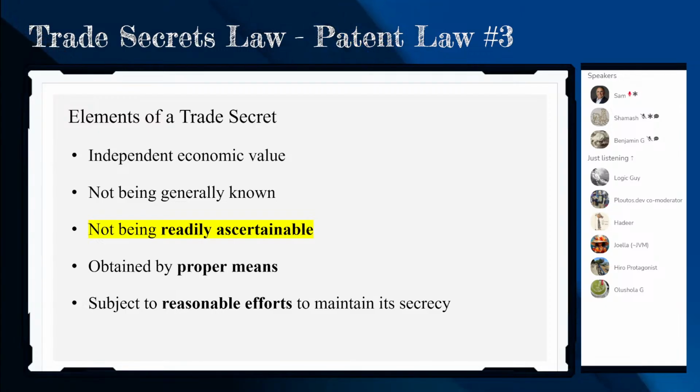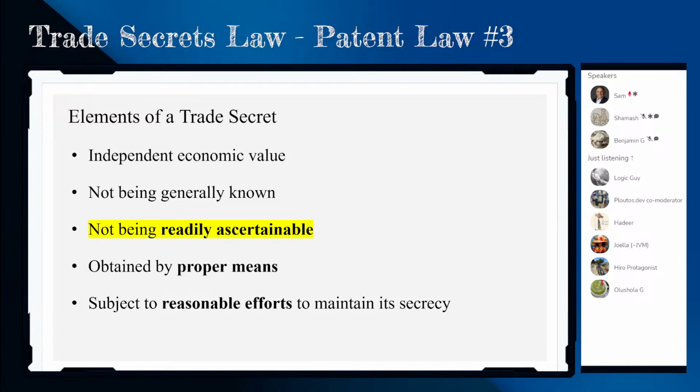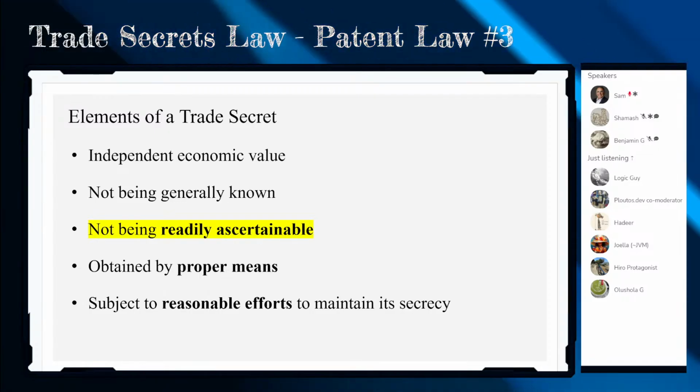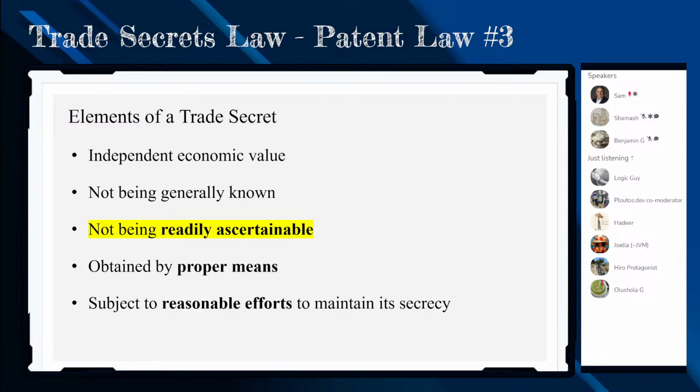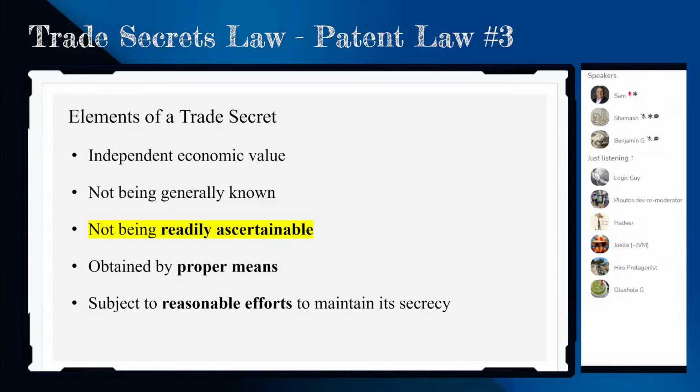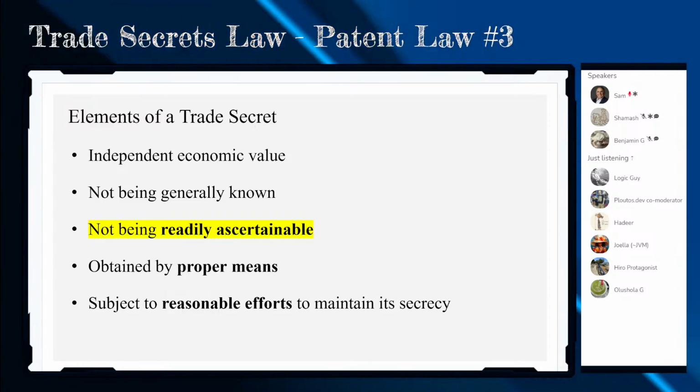As we discussed last time, these are the elements of a trade secret: it has to confer independent economic value by virtue of being a secret, it should not be generally known nor readily ascertainable, it should not be obtained by improper means, and it should be subject to reasonable efforts to maintain its secrecy. If your information satisfies these five points, then you have a trade secret on your hands.